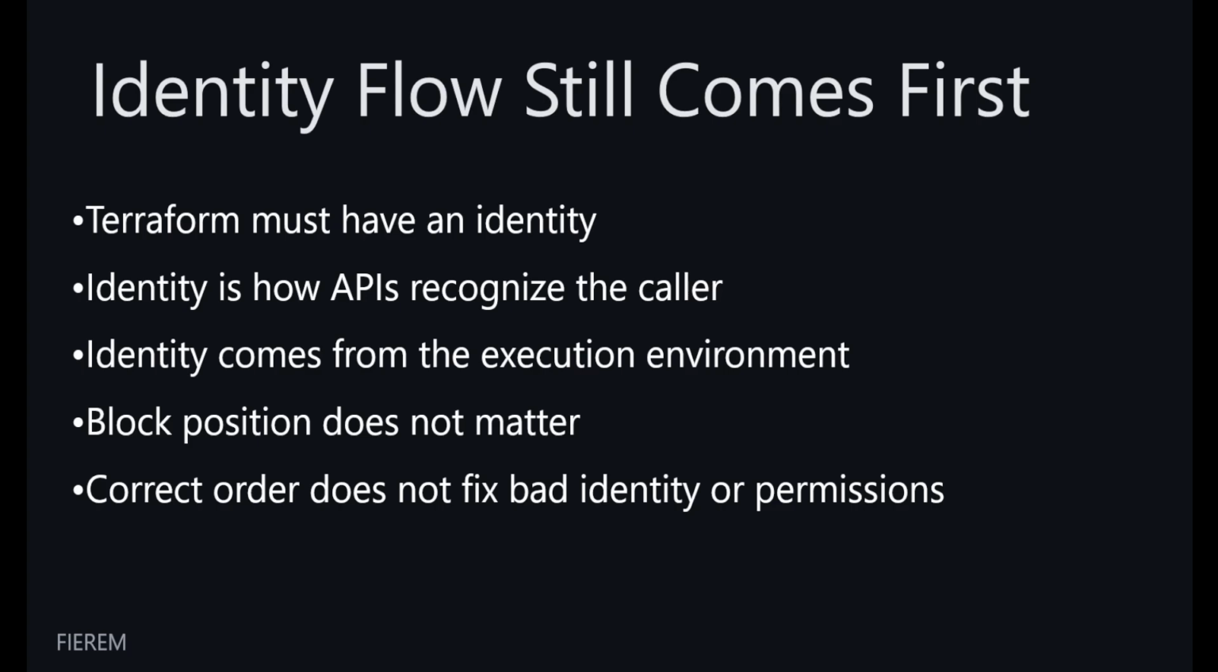Before any graph can change real infrastructure, Terraform must have an identity. An identity is how the provider API recognizes the caller. That identity comes from the execution environment, not from the position of a block in a file. So even if your configuration is perfectly ordered, it can still fail if the identity has no permission or points at the wrong account.